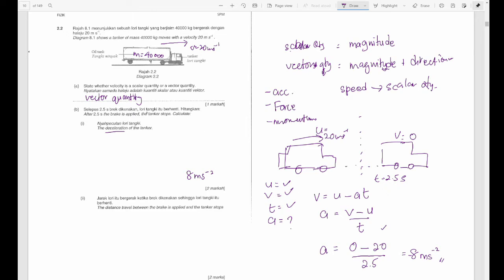But since the question had already asked you to find the deceleration, you can write it as 8 meter per second square. So in this question, you need to be careful, okay? The time is given 2.5. Initial velocity is given 20 meter per second. Okay, the hidden information here is the tanker stops. So that means the final velocity is equal to 0.